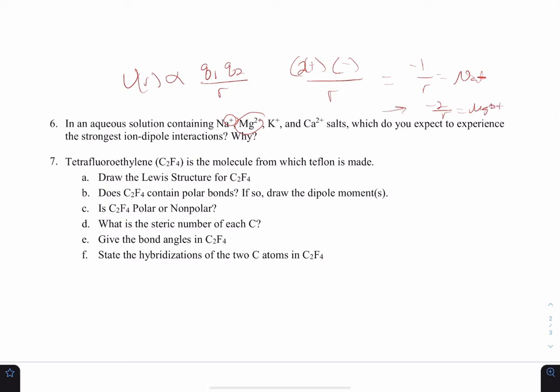Remember, this is just a vague way of representing Coulomb's law right here. So this negative 1 over R, it's not a real thing. It's just saying here's the charge, and then there's the distance between them. So just bear with me, and I'll show you what this should look like in a second.